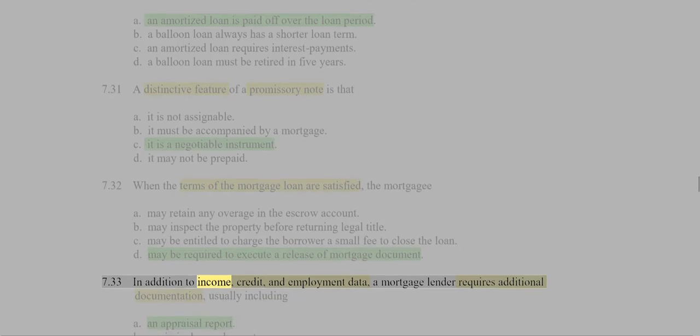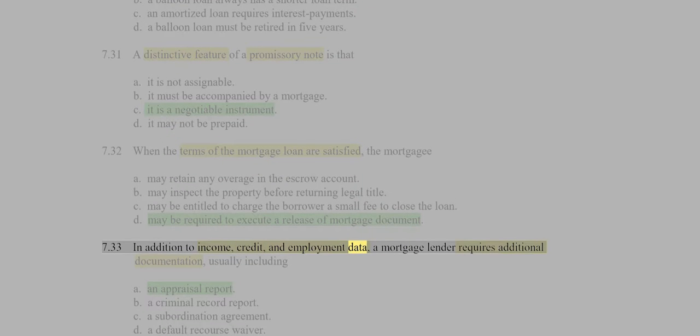7.33 In addition to income, credit, and employment data, a mortgage lender requires additional documentation, usually including A. an appraisal report. B. a criminal record report. C. a subordination agreement. D. a default recourse waiver.